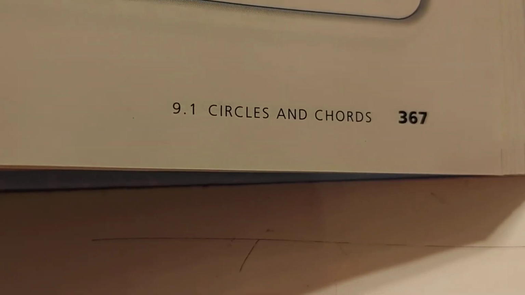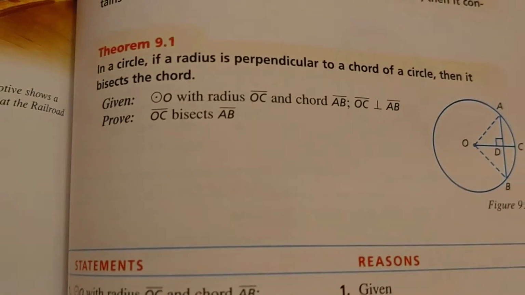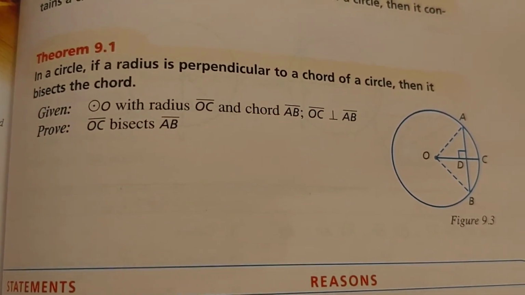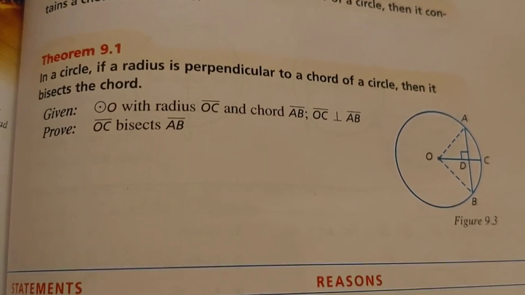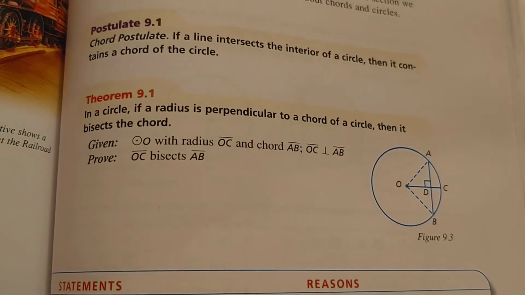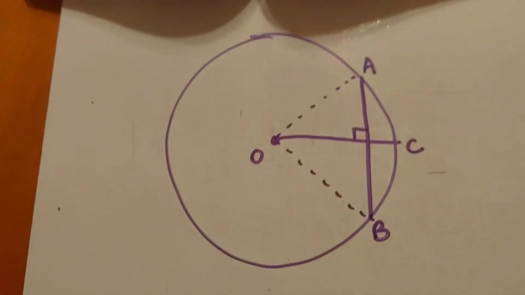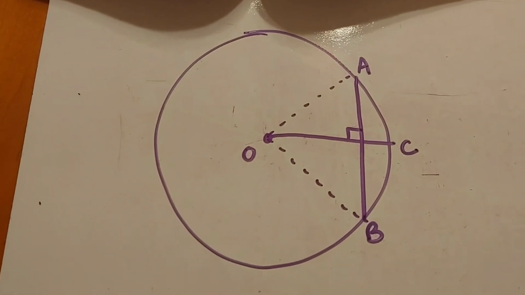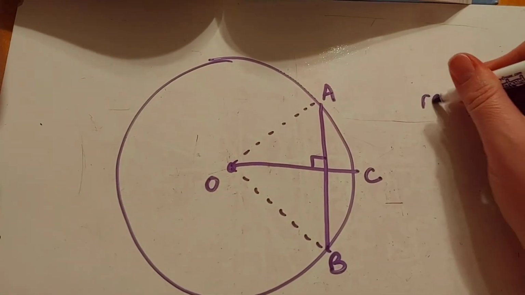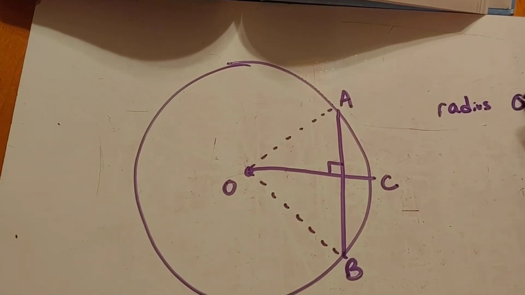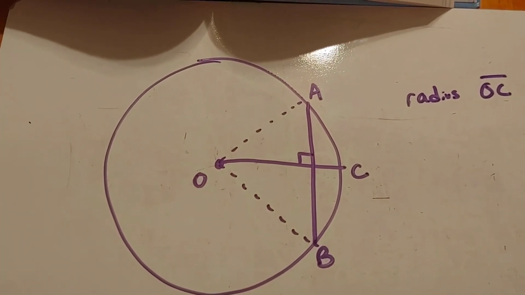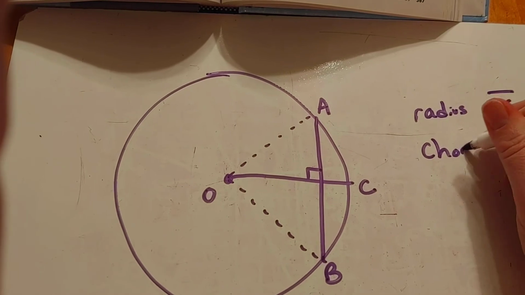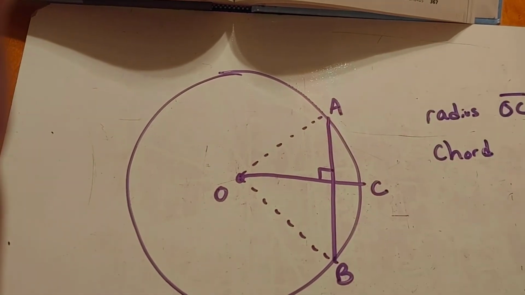All right, let's continue. Looking at page 367 in your book, you wrote down in your notes, Theorem 9.1. In a circle, if a radius is perpendicular to a chord of the circle, then it bisects the chord. Let's take a look at how that looks in figure 9.3. So it says, in a circle, if a radius, okay, so my radius is OC, is perpendicular to a chord, the chord I am looking at is chord AB.